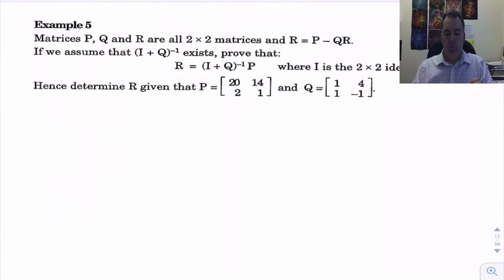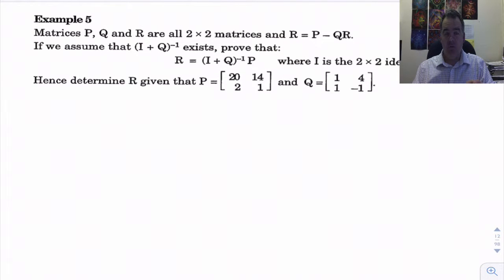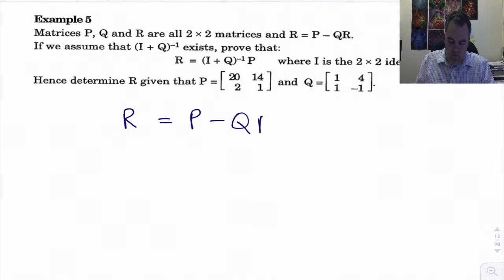Let's have a look at this example now that has some matrix algebra involved in there. It says matrices P, Q, and R are all 2 by 2 matrices, and R is equal to P minus QR. If we assume that I plus Q to the minus 1 exists, prove that R is equal to that, where I is a 2 by 2 identity matrix. Okay, so we're going to do some algebra here.